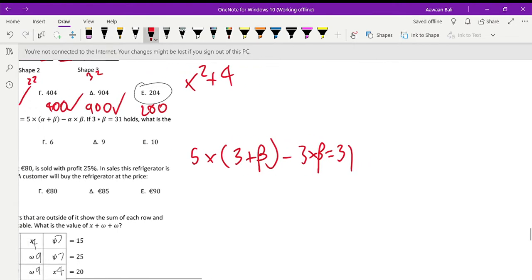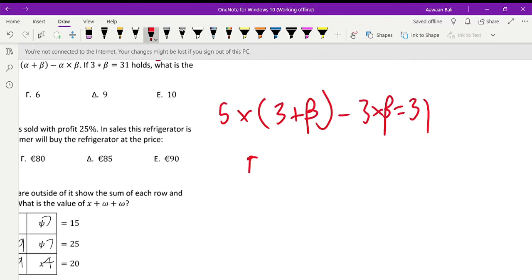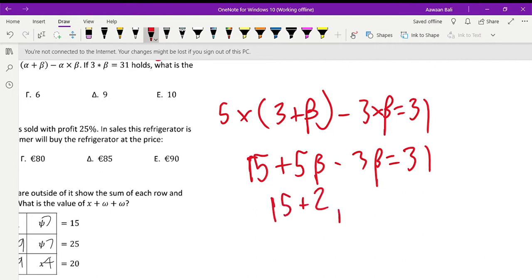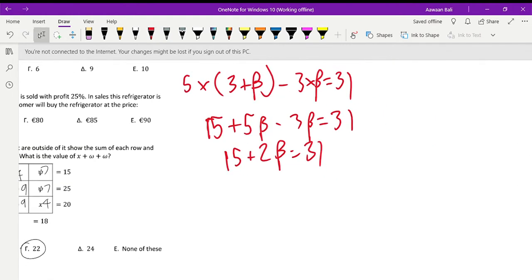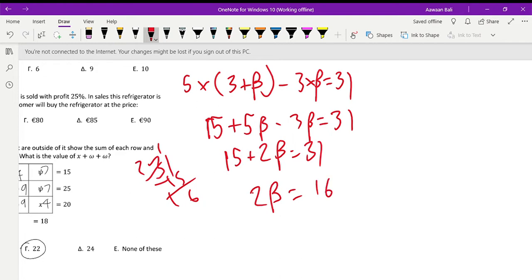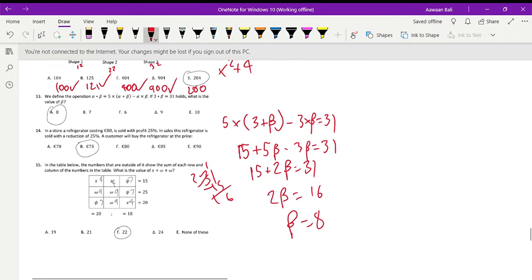Now we just simplify. So 15 plus 5 beta minus 3 beta is equal to 31. So when you do 5 beta minus 3 beta, you get 2 beta. So 15 plus 2 beta is equal to 31. Now we can minus both sides by 15, so we only have 2 beta left here. And 31 minus 15 is 16. So we do 16 divided by 2 is 8. So beta is 8. Answer is alpha, 8.